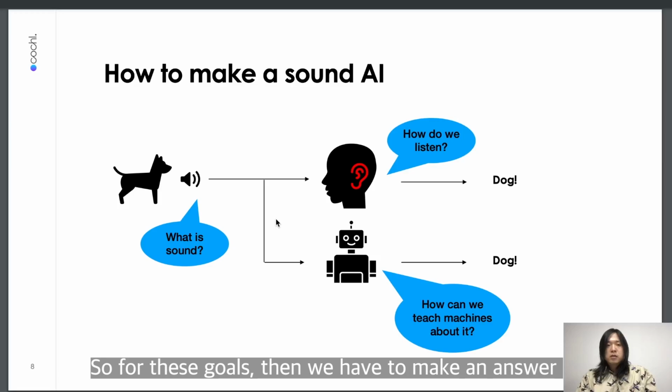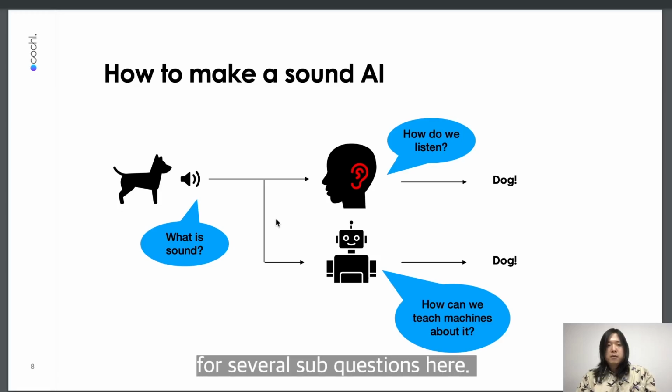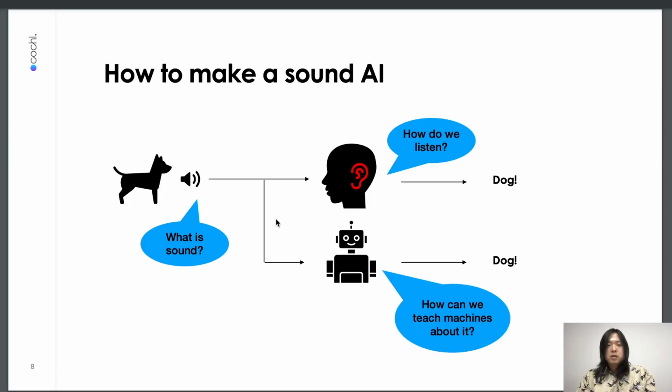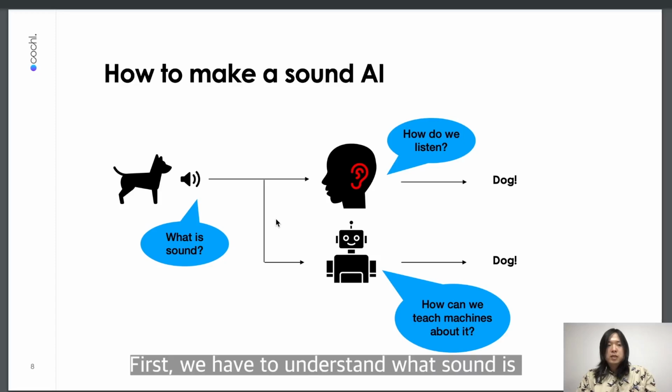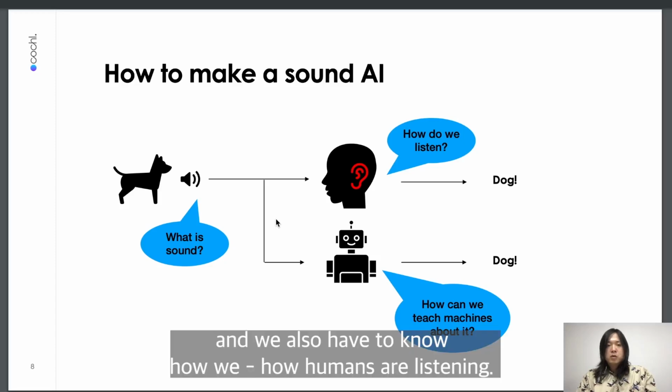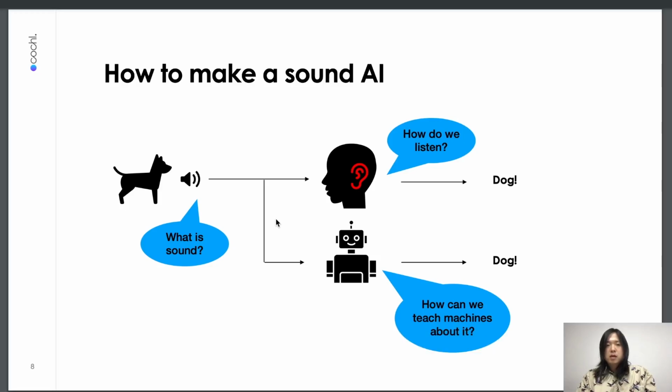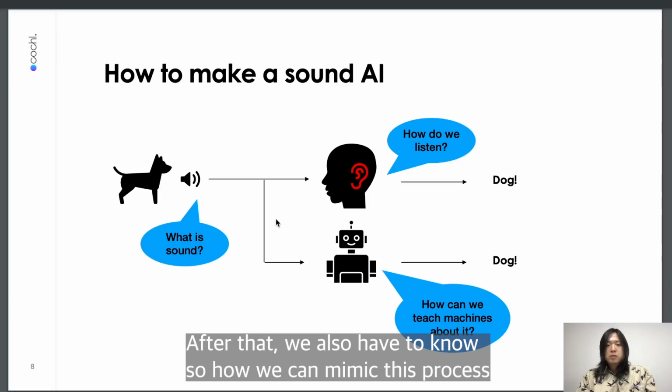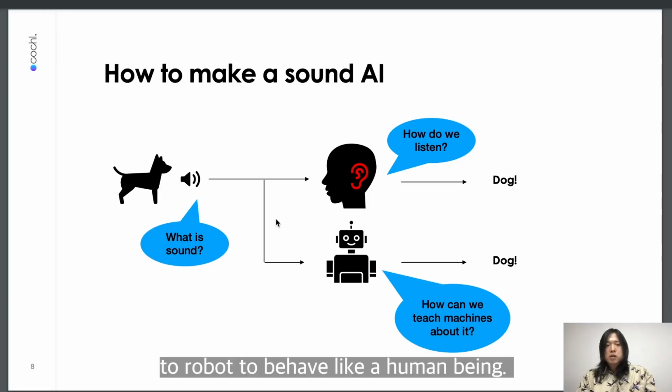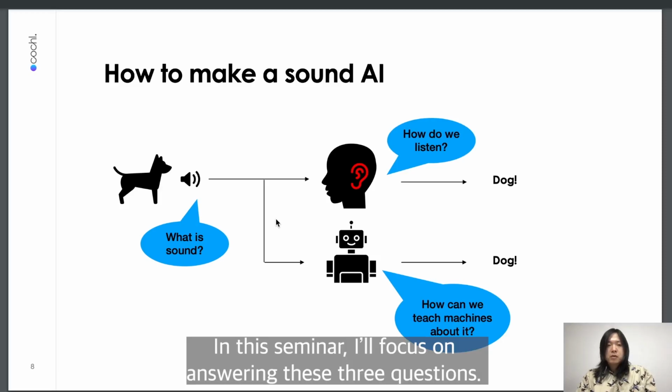So for this course, we have to find answers to several sub-questions. First, we have to understand what sound is, and we also have to know how humans are listening. And after that, we also have to know how we can mimic this process in a robot to behave like a human being. Let's focus on answering these three questions.